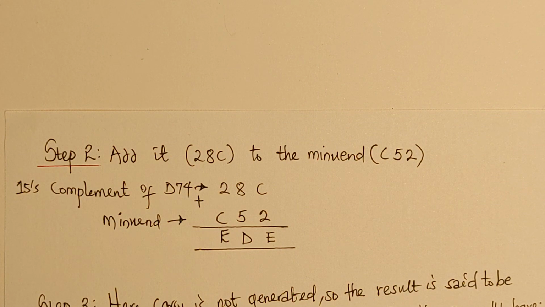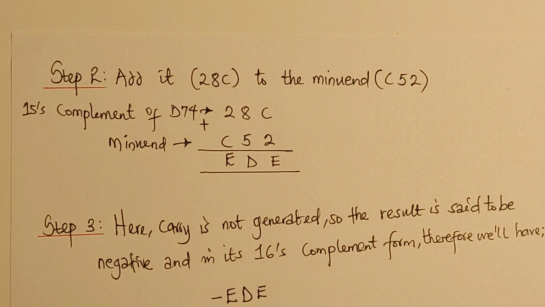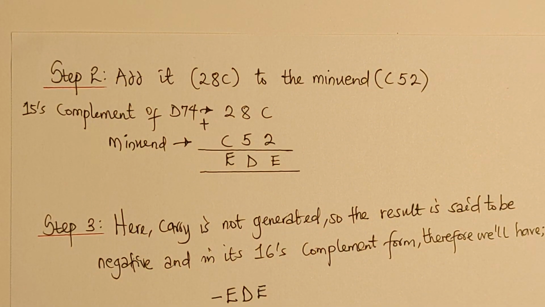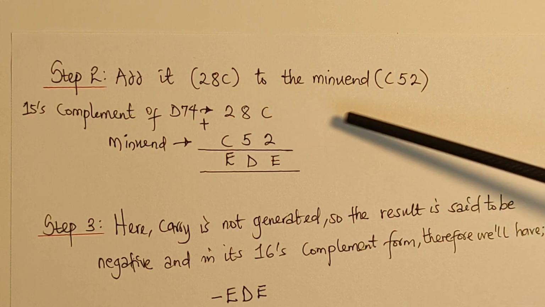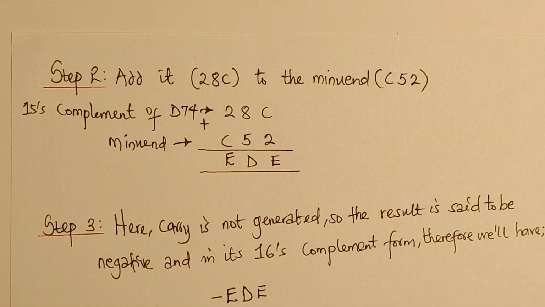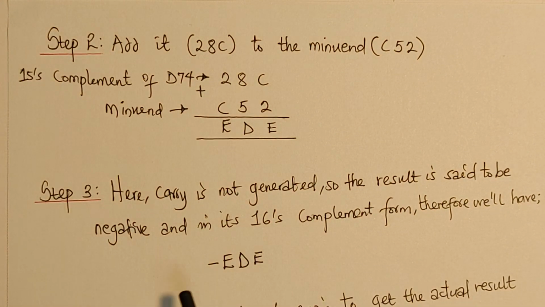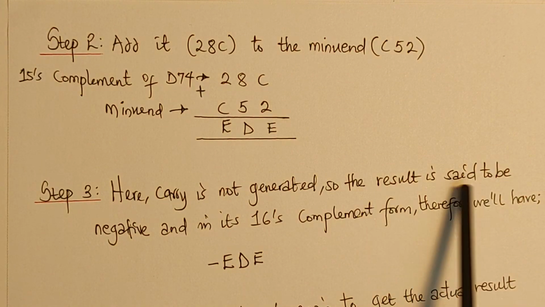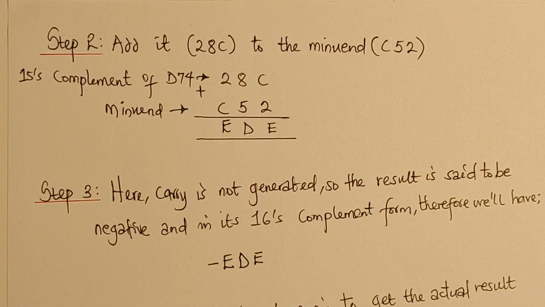Let me take you through step 3 and 4. Now, in step 3, we're going to identify if carry is generated. So in this case, there was no carry. Why? Because at this point, we have 3 digits. So there was no carry. So the result is said to be negative and in its 16 complement form. Therefore, we are going to have minus EDE. Take note, it is said to be negative.